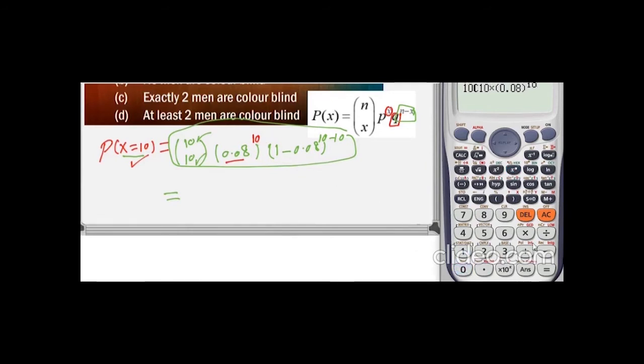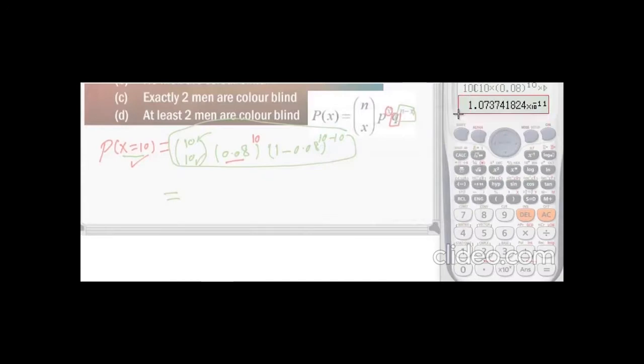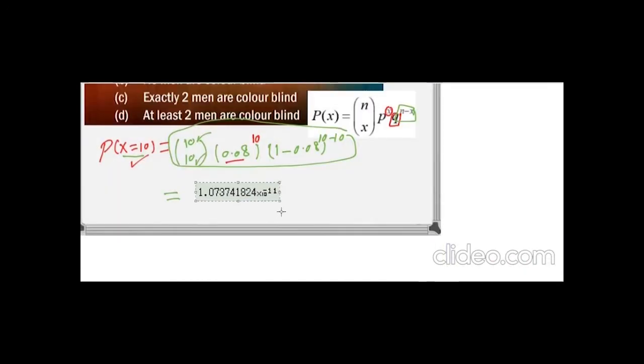Excellent. After that, I will come down and open another bracket. Inside that bracket, I will write the content 1 minus 0.08, to the power, as you can see, 10 minus 10. All you have to do here is press equal. It will give you this answer. And this is the output, and this is the solution of this case.